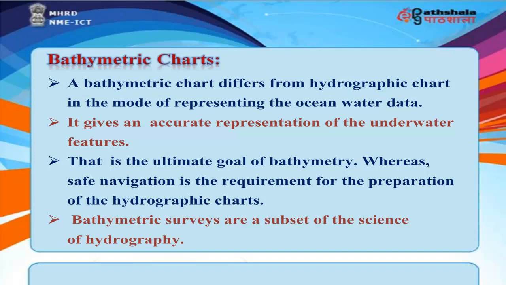Bathymetric charts. A bathymetric chart differs from a hydrographic chart in the mode of representing the ocean water data. It gives an accurate representation of the underwater features. That is the ultimate goal of bathymetry, whereas safe navigation is the requirement for the preparation of the hydrographic charts. Bathymetric surveys are a subset of the science of hydrography.